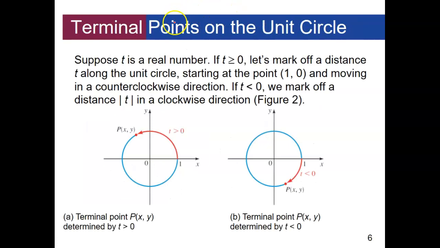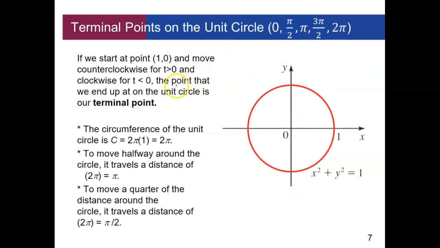Okay, so when we talk about what are called terminal points, they are points along the unit circle. And it's important to understand that when you have a t value that's positive, we're going to be going counterclockwise. Okay, so this is always our starting point. This is where we start. And so if we have a positive t value, then we're going counterclockwise. If we have a negative t value, we're going to still start here at this starting point, but we're going to go clockwise in order to get to our terminal point.